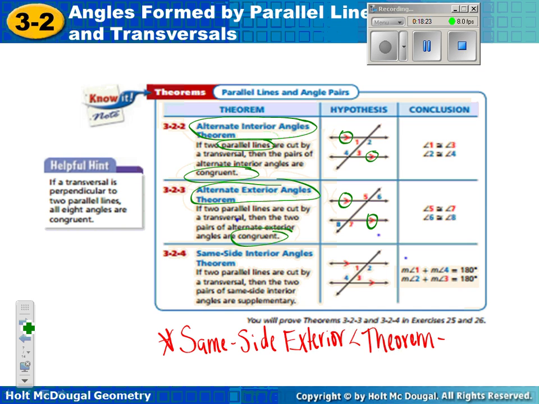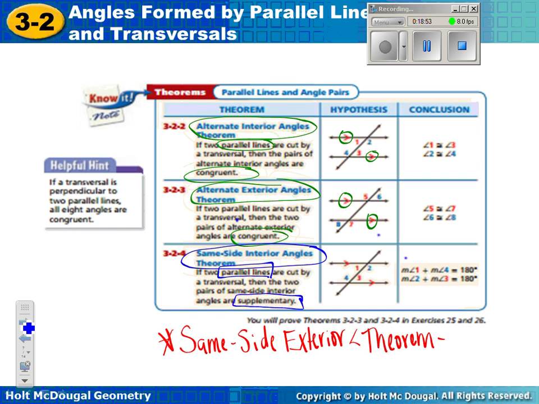Okay, the next 2 theorems are about the same side interior and same side exterior angles. And that's the thing you discovered on that core math page. You discovered that the same side interior angles were what? They equaled 180, so they were supplementary. That's what this theorem says. It says if the lines are parallel, so again it requires that you know the lines are parallel, but if they're parallel, then those angles will be supplementary.